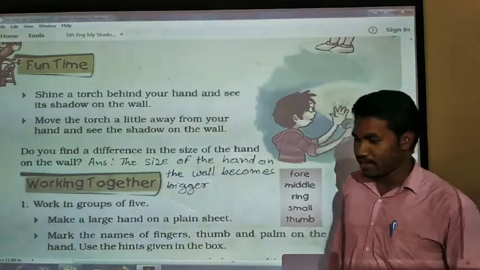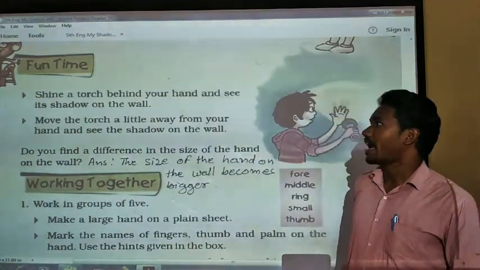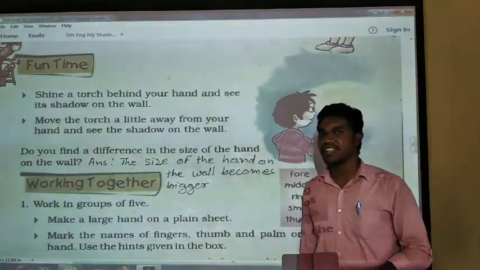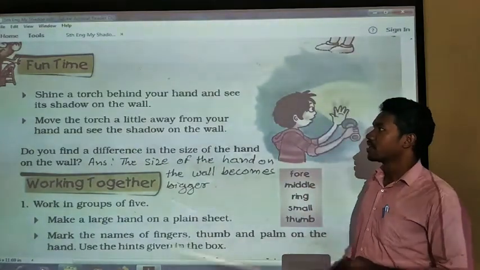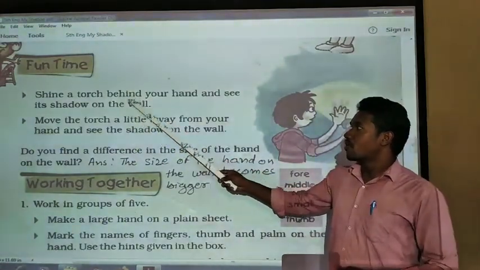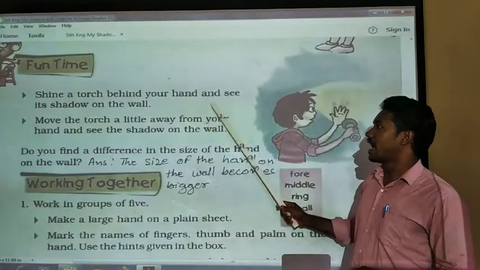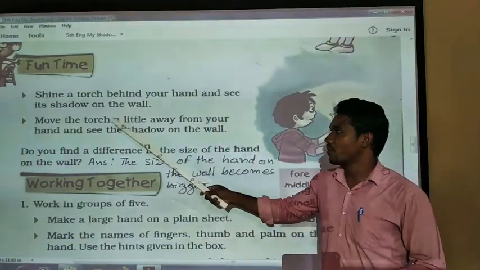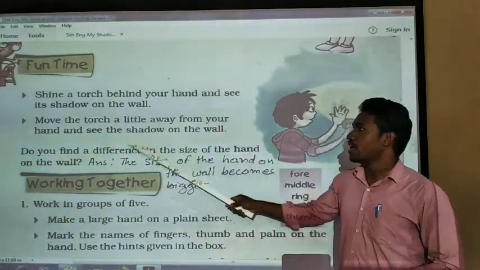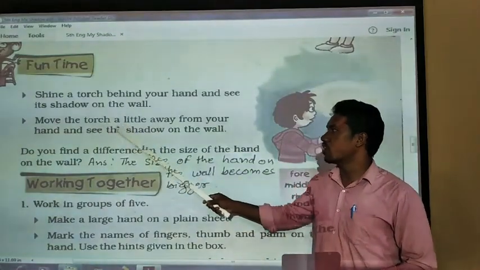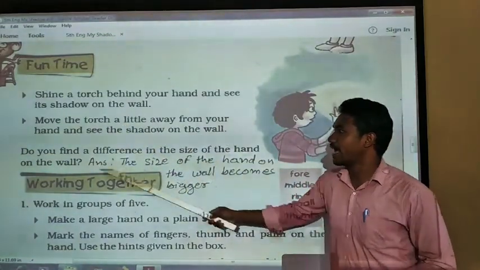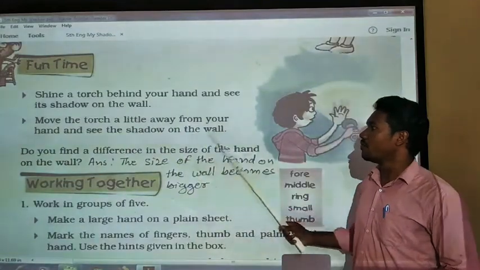Okay. Then next question, and it is fun time. Shine a torch behind your hand and see its shadow. Okay, its shadow on the wall. Okay, move the torch a little away from your hand and see the shadow on the wall.